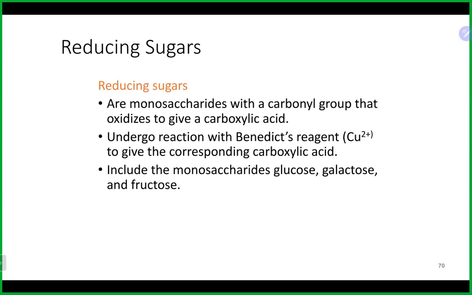And hopefully that looks like what we do. I hope. All right, so let's talk a little bit about some of the chemical properties of monosaccharides.